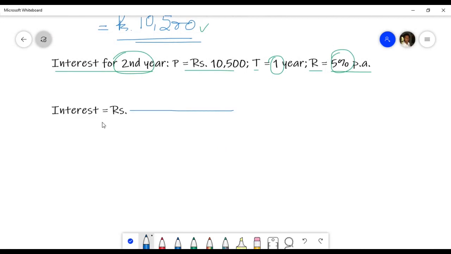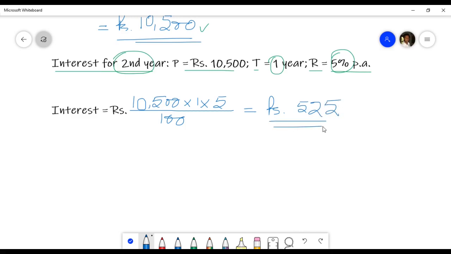The formula to find interest is principal into time into rate by 100. Now the new principal here, because we are finding it for the second year, is 10,500 rupees, time is 1 year, and rate is 5% per annum divided by 100. So when you calculate this and simplify it, I hope you're doing it as you are going through it, you will find the answer as rupees 525. So 525 is what? It is the interest for second year.